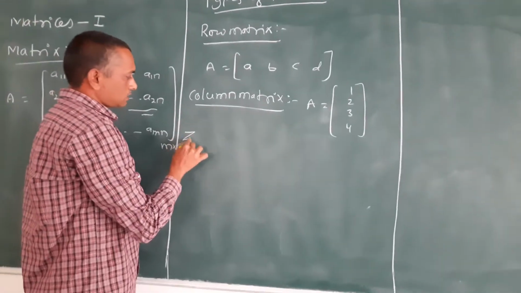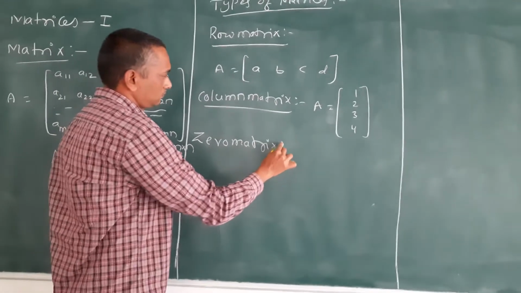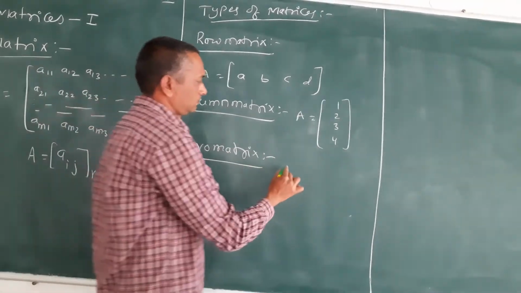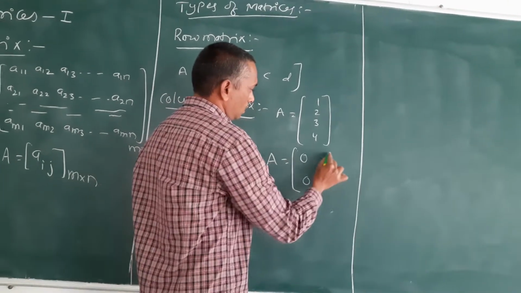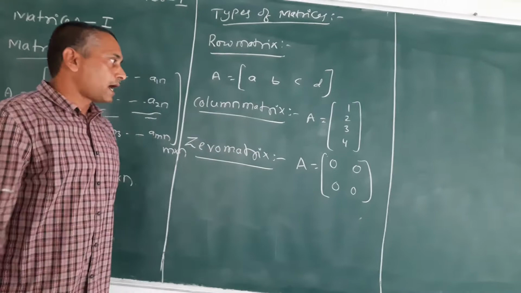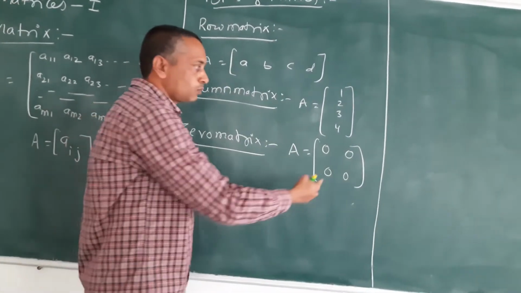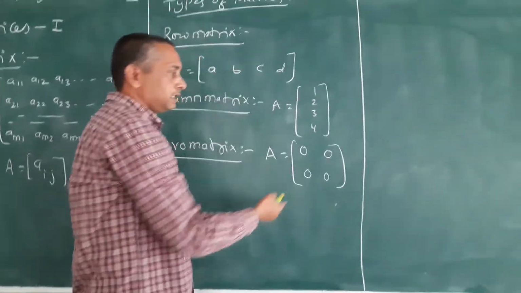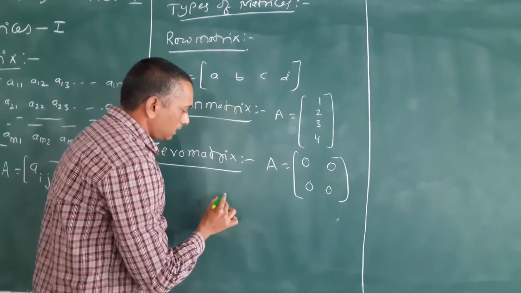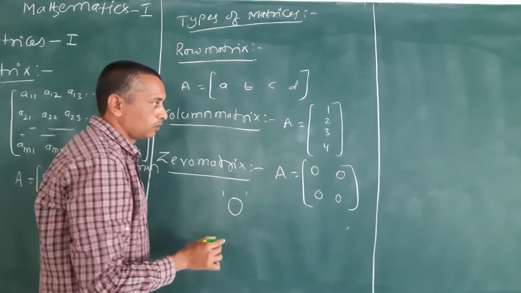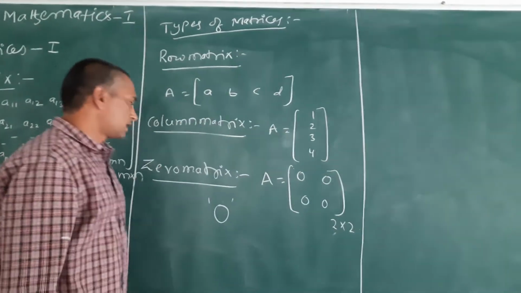Next, zero matrix or null matrix. What is zero matrix? A matrix whose all elements are zero is called zero matrix. It is denoted by O. This is the order of the matrix here, 2 by 2. Next, square matrix.